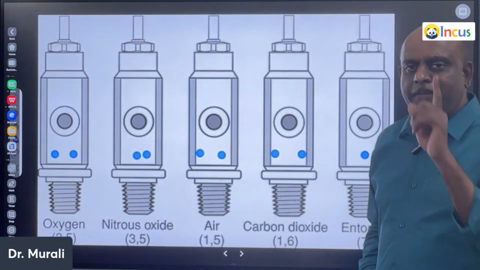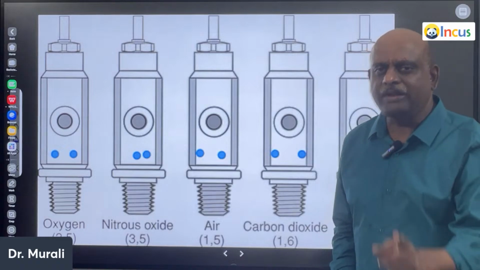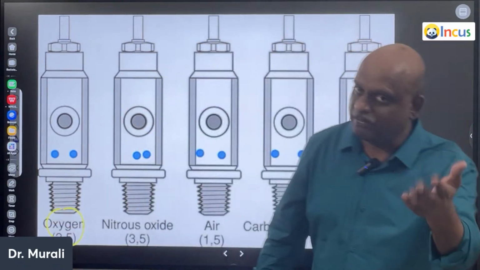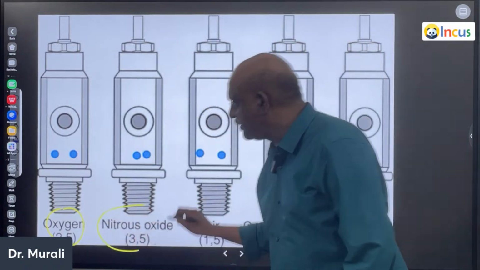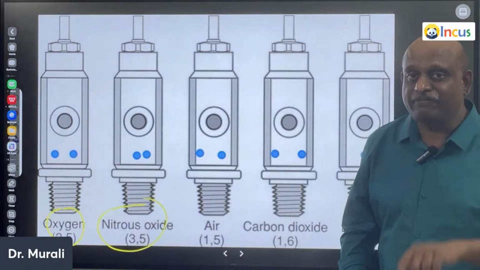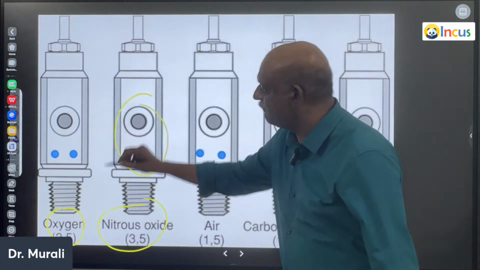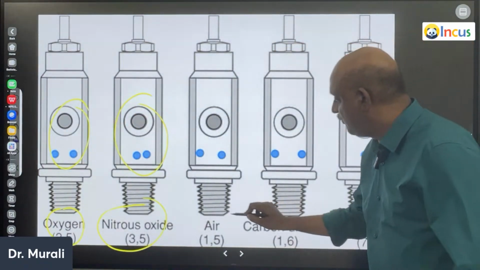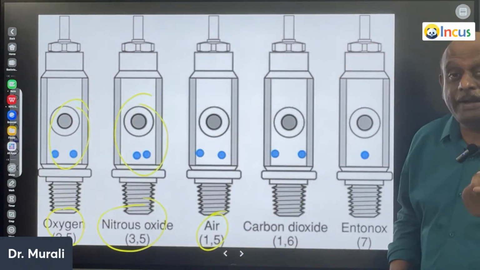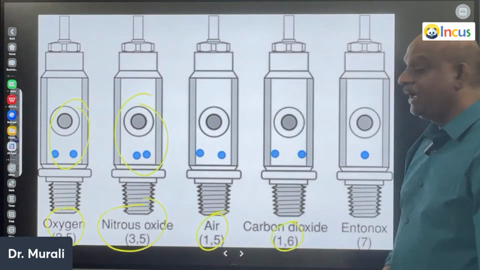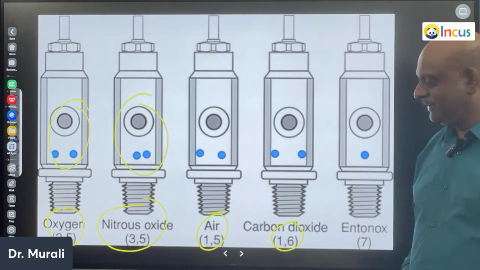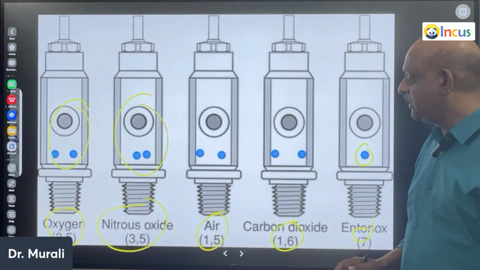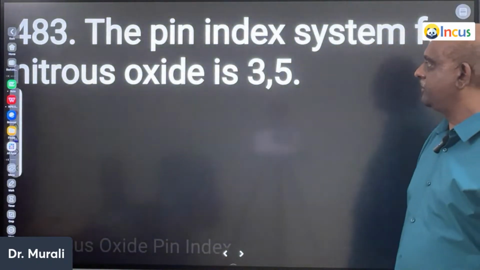You need to remember by heart all the pin indices. Oxygen 2,5, nitrous oxide 3,5. This is how 3,5 and 2,5 look. Air is 1,5, carbon dioxide 1,6, Entonox 7. Entonox is 7. This is called the 7 position. This is what we need to be very, very clear about.